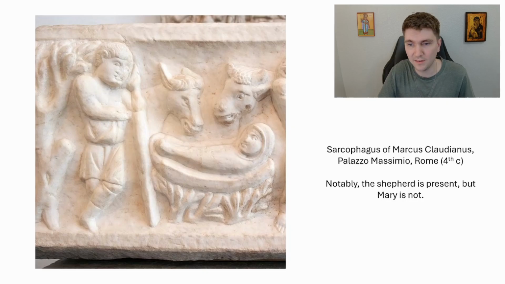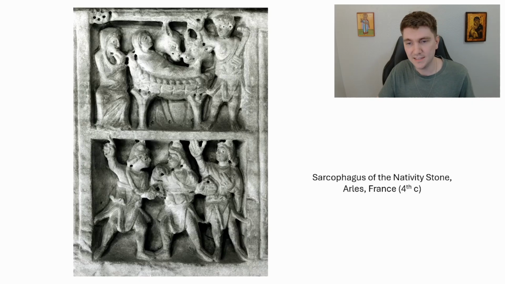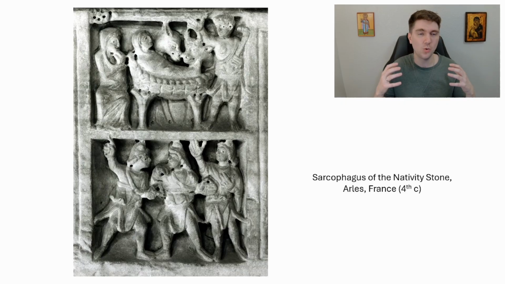So this is an example of the sarcophagus of Marcus Claudianus from Rome that dates to the 4th century. You can see the shepherd here, and he's leaning on his staff. And again, there are the two animals. You'll see them in every single early Christian depiction because that's part of the core message of the Nativity for early Christians. But this is an example from Arles, France. This is the sarcophagus of the Nativity stone. And it's kind of the quintessential early Christian depiction of the Nativity.